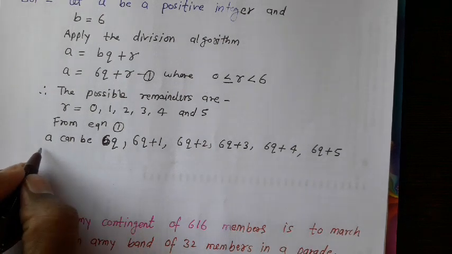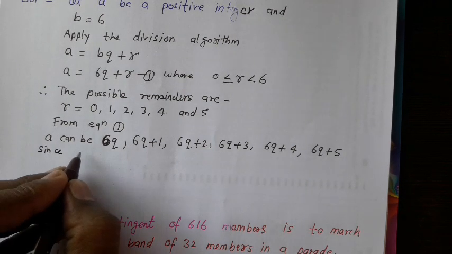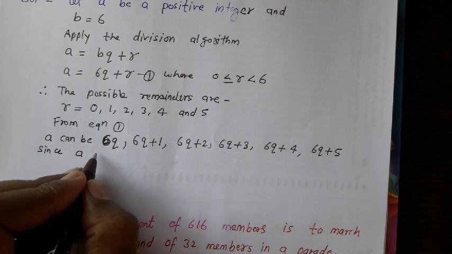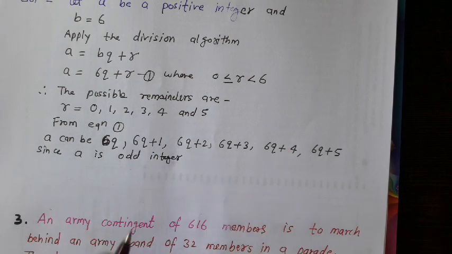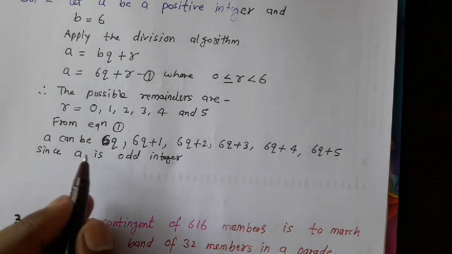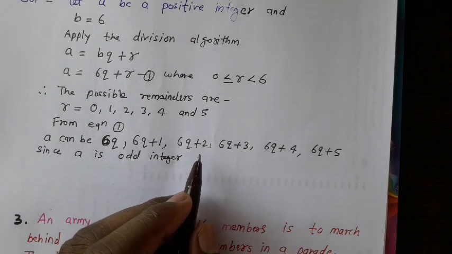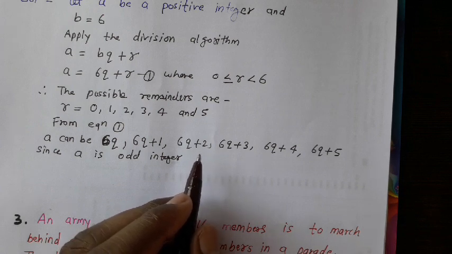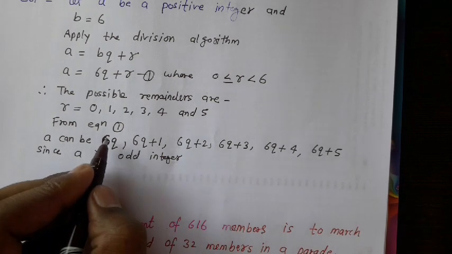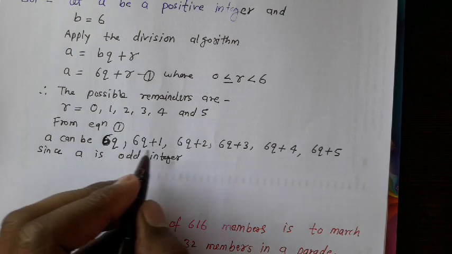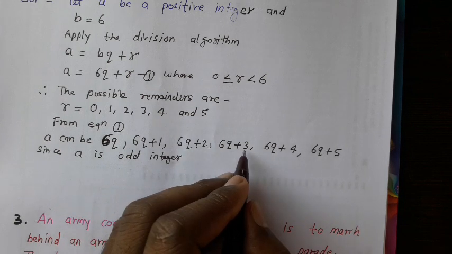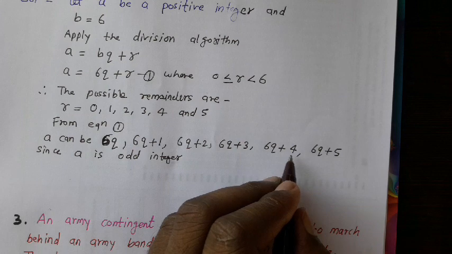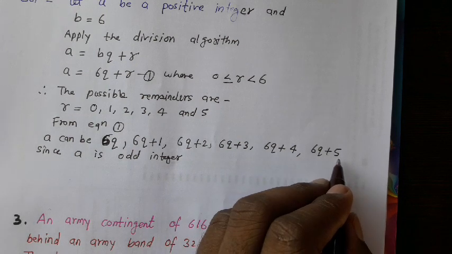But we know that since a is an odd positive integer, you take only odd integers. Odd number means the number which is not divisible by 2. Here 6q is divisible by 2, it is an even number. 6q plus 1 is odd, 6q plus 2 even, 6q plus 3 odd, 6q plus 4 even, 6q plus 5 odd.